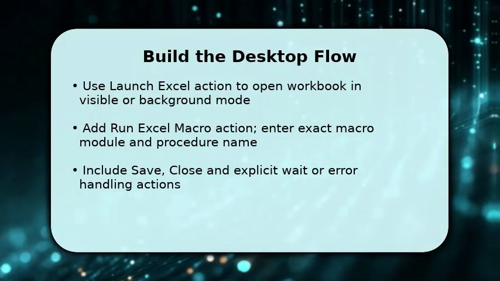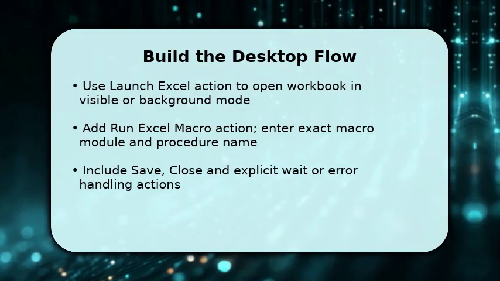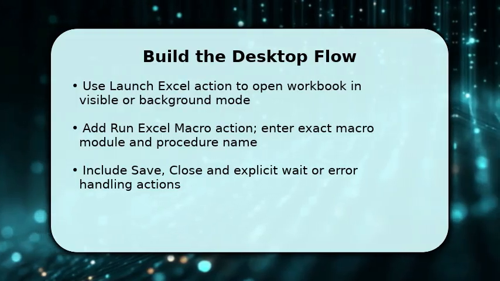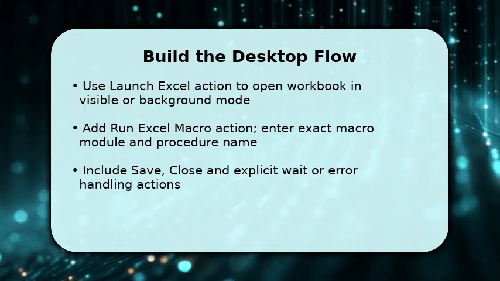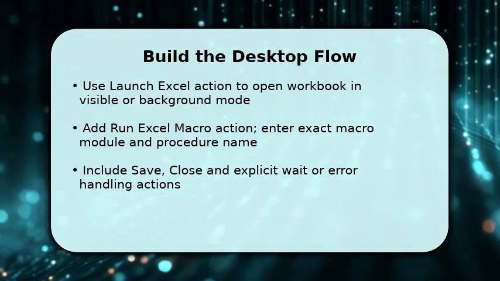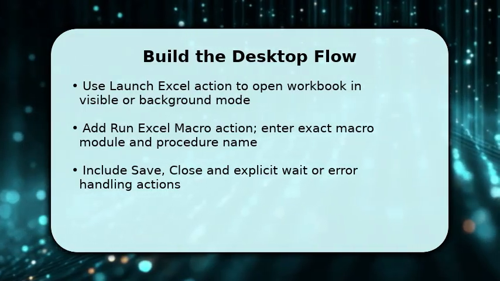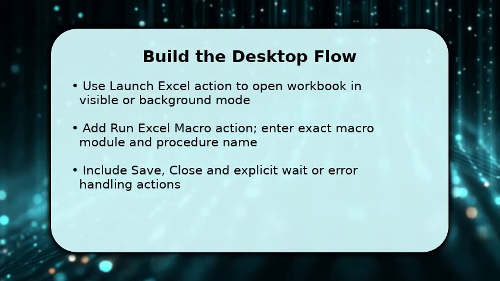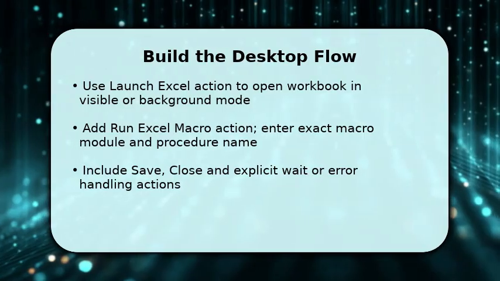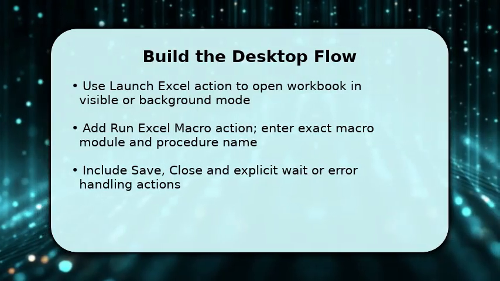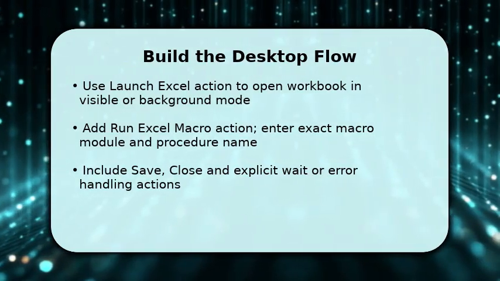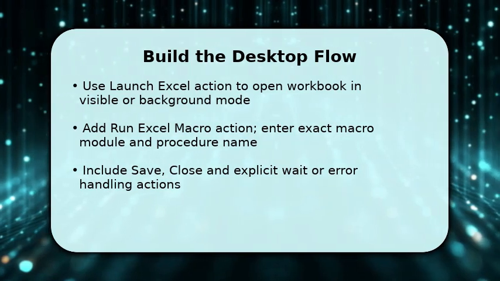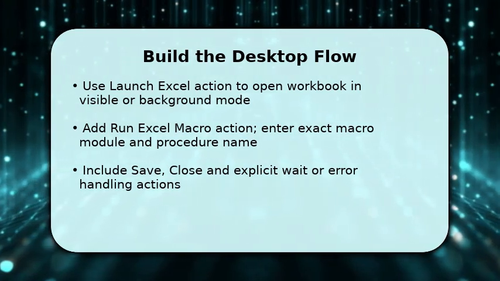Then add Run Excel macro, supplying the macro name as module name. Macro name if needed. This calls the VBA procedure directly. Once the macro runs, include save and close workbook actions and add short waits to ensure file I/O completes. Also add try/catch or error branches so you can log failures. This middle section executes the macro reliably and prevents race conditions when automating Excel.